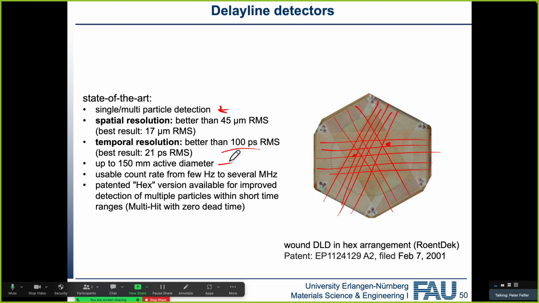We typically have detectors up to 150 millimeter active diameter. They're typically not used in atom probe for the reason that for these very large detectors, the MCPs typically have to have smaller holes compared to the parts in between, because it's a large glass plate and you need to be able to manipulate it without breaking it.